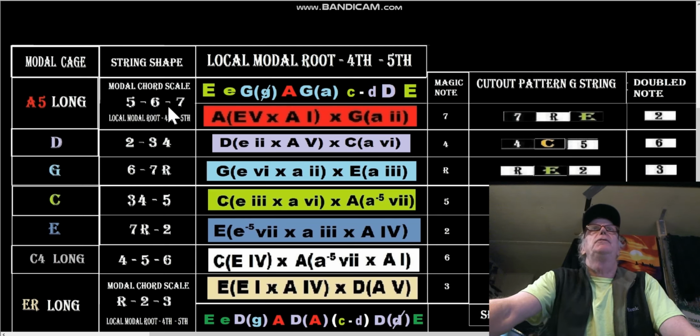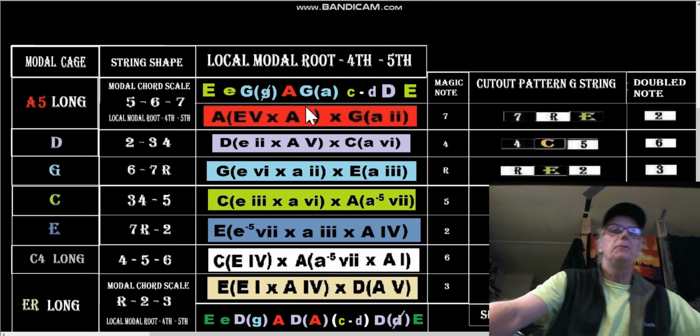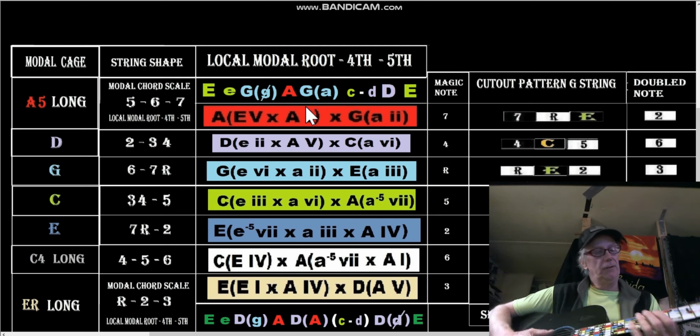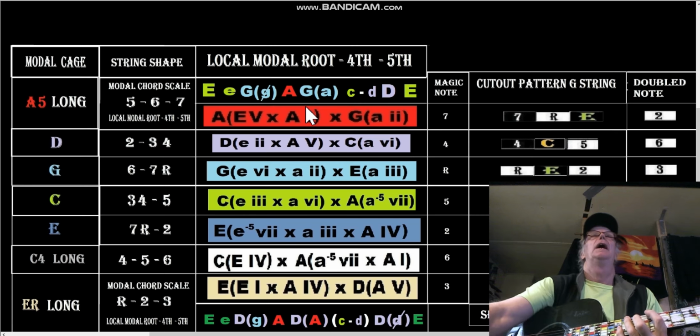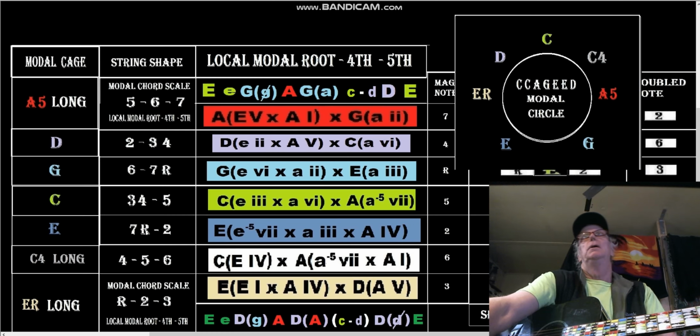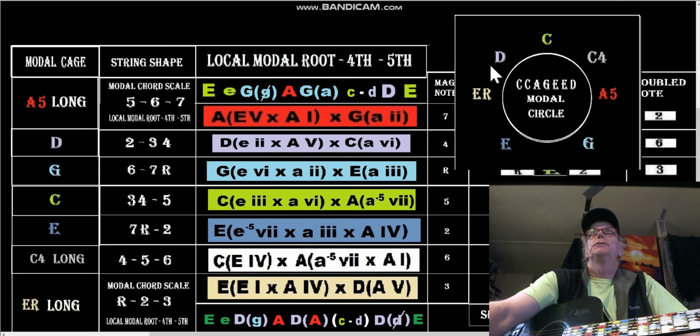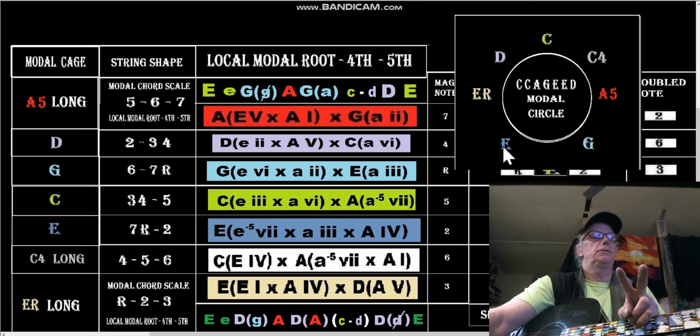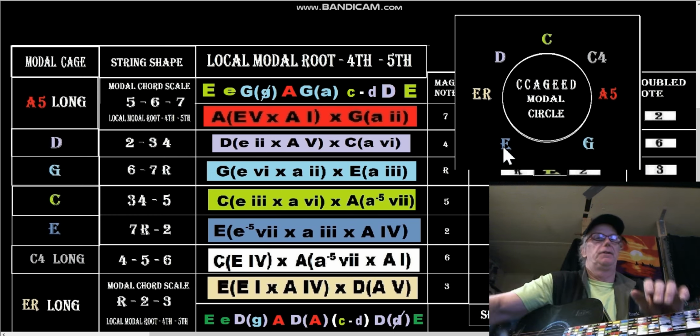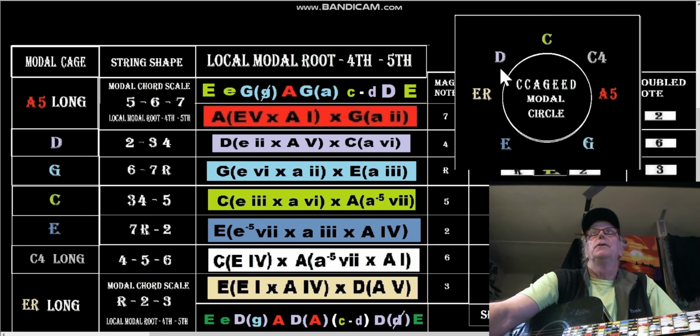So here we have 5, 6, 7 is the bottom string of the A long cage, 5, 6, 7. How are we going to play it? We're going to start 5, 6, 7 and then go right around to root 2, 3. Okay, because remember our circle here. We started A5, 6, 7. Okay, we're going to go around, skip 2. Remember, we're skipping 2 now to get to the 5th, the string shaped 5th. So this is the cage circle.